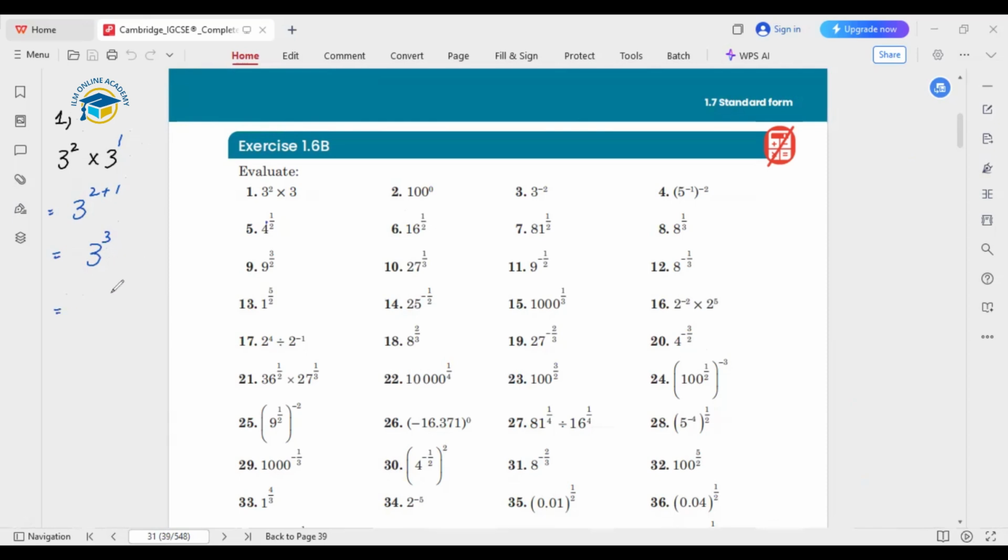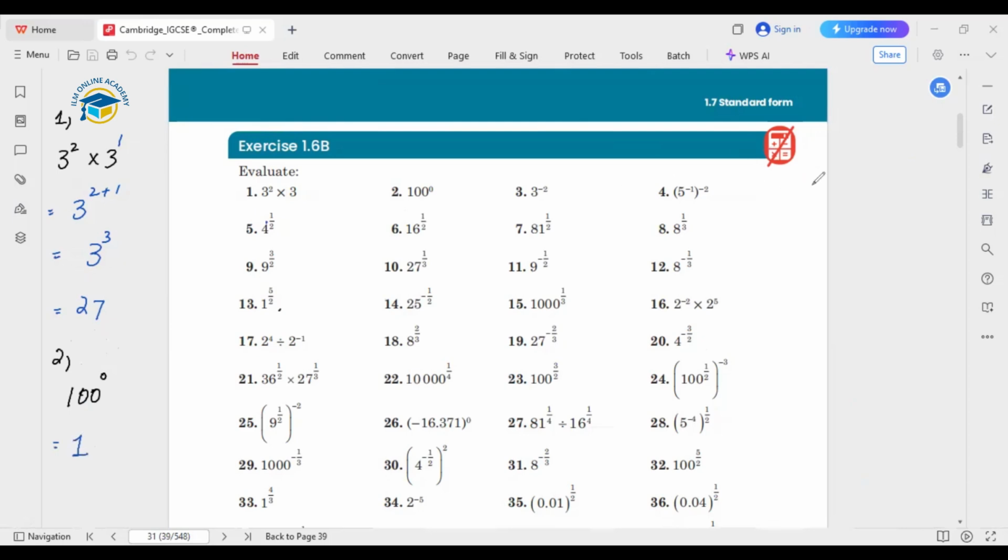So if we want to go with 3 raised to the power 3 solution, that would be 27. Okay. 3 times 9, 9 3 times would be 27. Okay. Next, for the second one, we have 100 raised to the power 0. So any number to the power 0 always gives us 1. So this you need to remember.